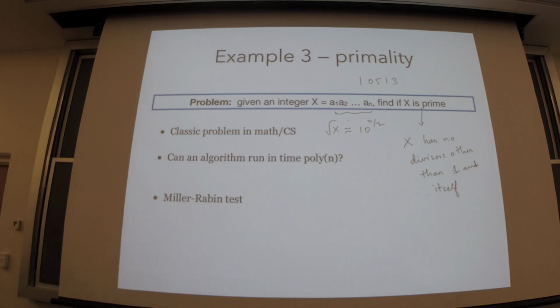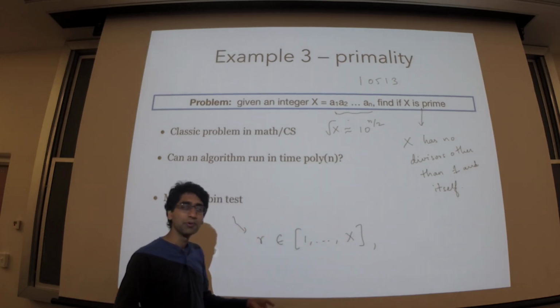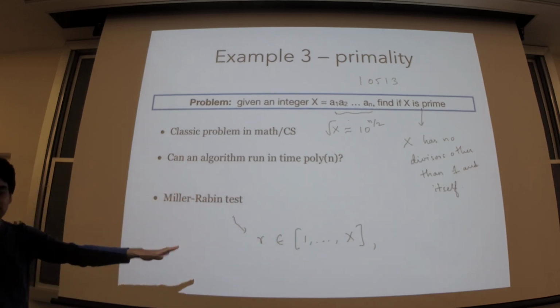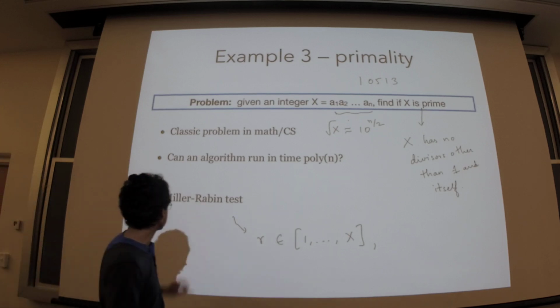The way it works is that you pick some integer r in the range 1 through x, and you perform a small test on r, which is called the Miller-Rabin test, and you can say that for at least half the numbers in this interval 1 to x, or maybe 1/4 or something like that, if x were composite, this test would fail. And if x were prime, this test would always succeed. So that's the main idea behind this Miller-Rabin test.